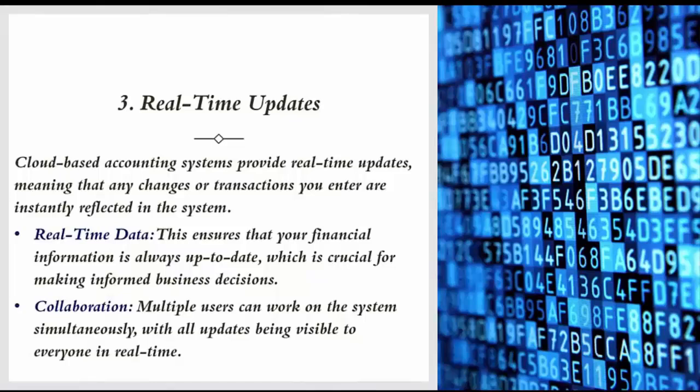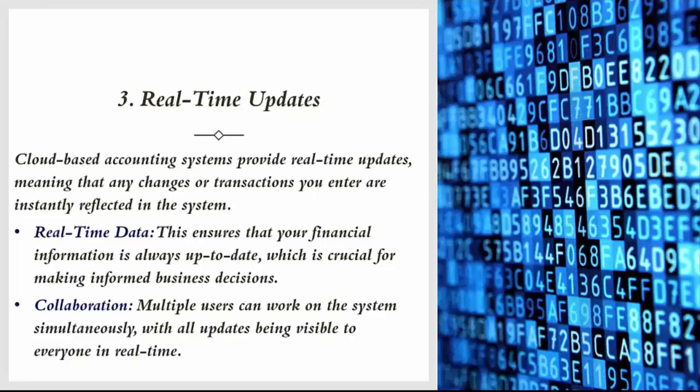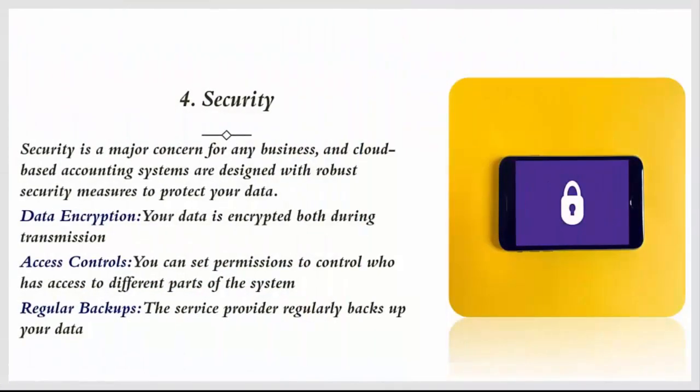3. Real-time updates. Cloud-based accounting systems provide real-time updates, meaning that any changes or transactions you enter are instantly reflected in the system. Real-time data. This ensures that your financial information is always up to date, which is crucial for making informed business decisions. Collaboration. Multiple users can work on the system simultaneously, with all updates being visible to everyone in real time. Security. Security is a major concern for any business, and cloud-based accounting systems are designed with robust security measures to protect your data.